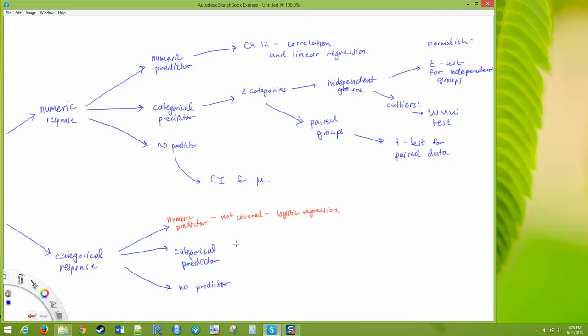Okay, so if you have a categorical response and a categorical predictor, that will be the chi-squared test for independence. Okay. And if you have no predictor, then you can have the chi-squared goodness of fit test.